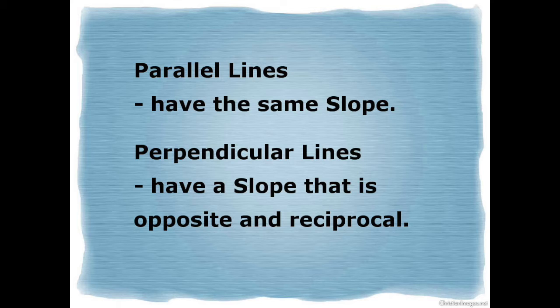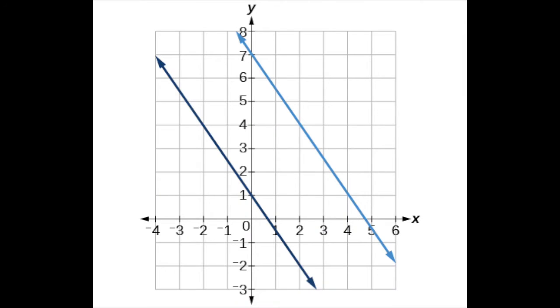Now let's look at a couple of graphs to demonstrate that. On the first graph, we have two parallel lines. Let's see if they have the same slope. Well, the light blue line has a y-intercept of 7. So let's go down 3, that would be in a negative direction, and run 2, that would be in a positive direction. So our slope there would be -3/2.